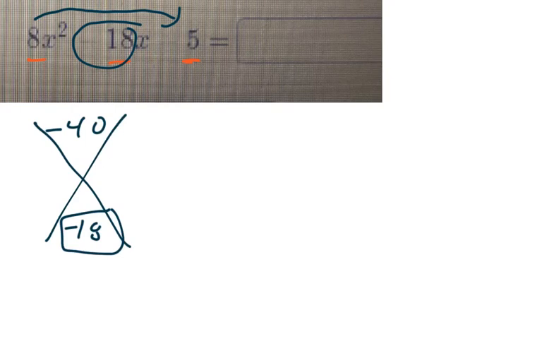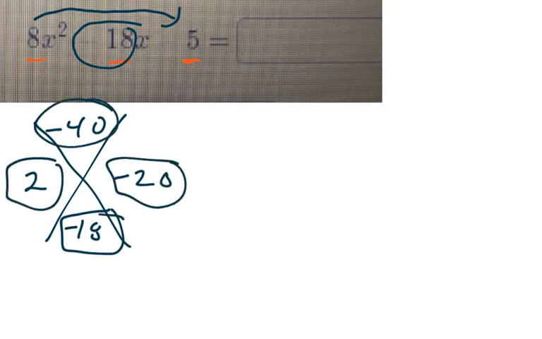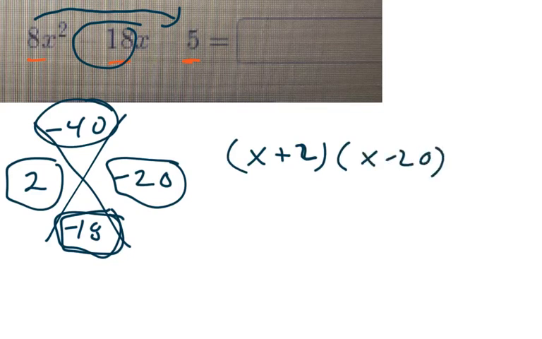So, we know that if I do 2 times negative 20, that's negative 40. 2 minus 20 is negative 18. So, we know we're going to do x plus 2 times x minus 20. We're not done, though. There's an 8 here in front. Right now, x times x, you see, is only x squared. We need an 8 in there somehow.